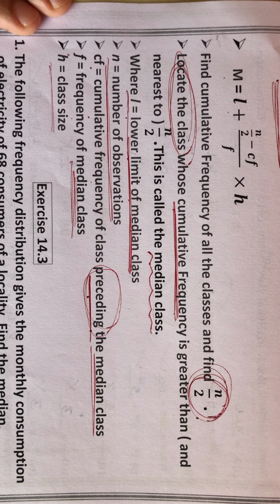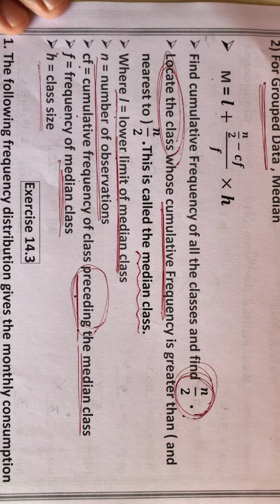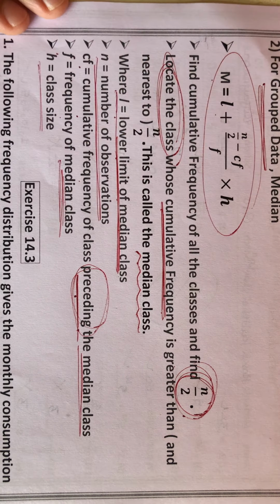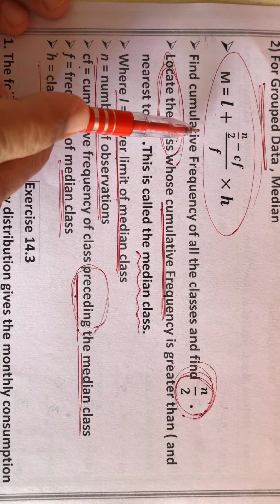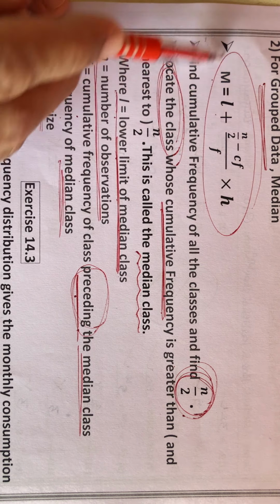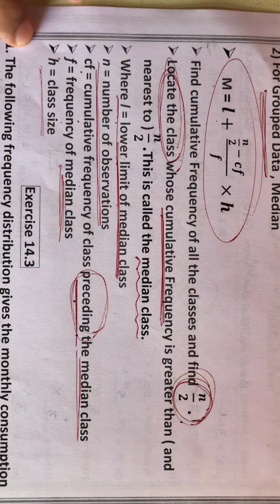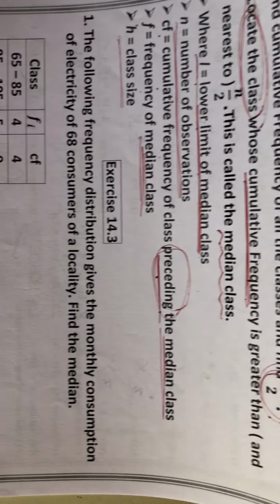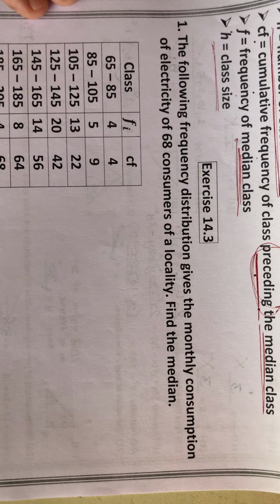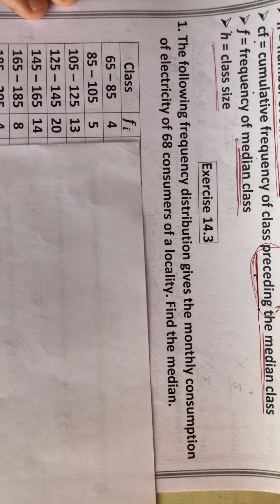તમને એમ થાય સાહેબ તમે બહુ જ ઉતાવળ કરો છો, ડોન્ટ વરી, આઈ વિલ એક્સપ્લેન ધીસ વિથ એક્ઝામ્પલ, તો તમને વધારે આઈડિયા આવશે. ઓકે, અગેન ફોર્મ્યુલા m is equal to l plus n by 2 minus cf upon f into h. How to use this formula in a group data? That is with example, don't worry, here example is ready for you. Okay, then what to do?